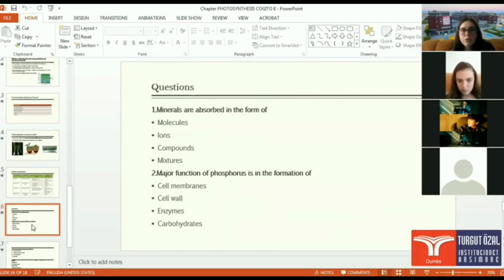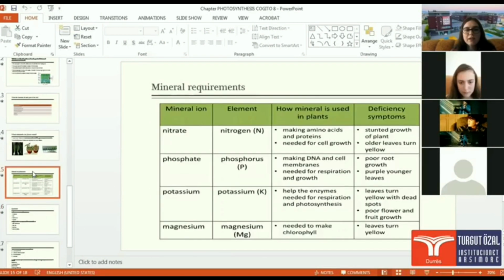Who can do question number 1? Genta, can you do it? Let's do it together. Minerals are absorbed in the form of ions. Ions, very good. The second, who can do it? Me, can I do it? Yes, you can, please. The major function of phosphorus is in the formation of cell wall.